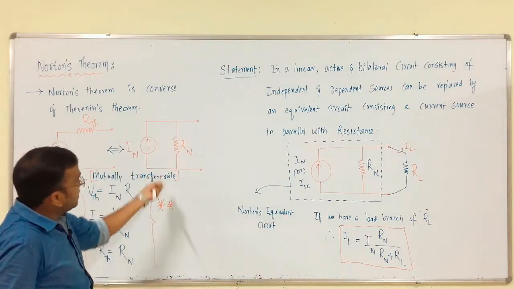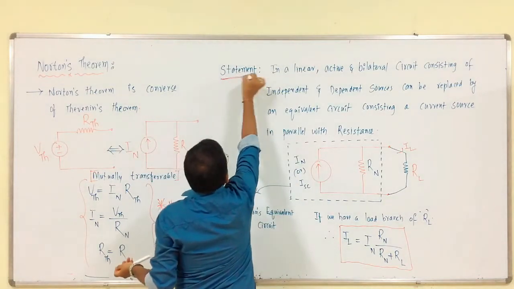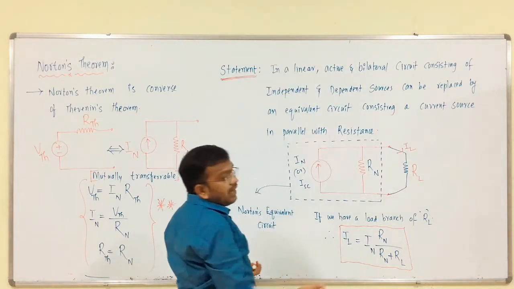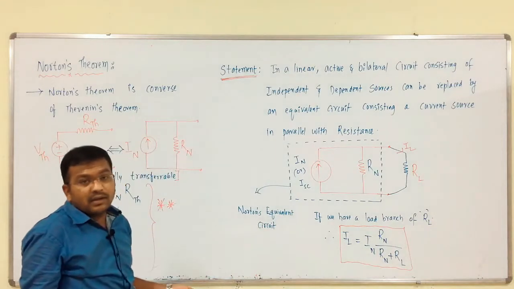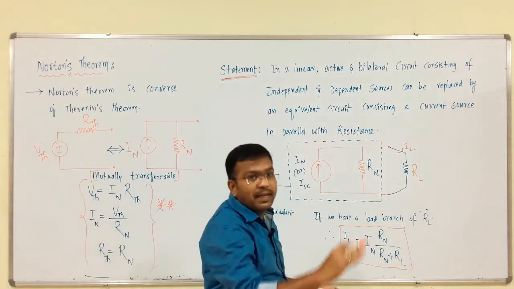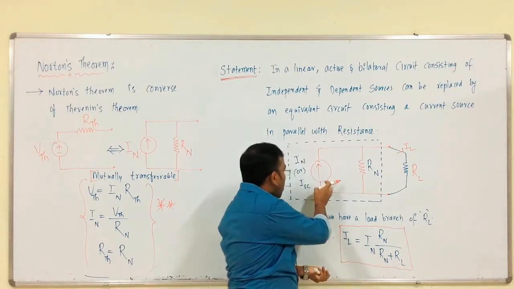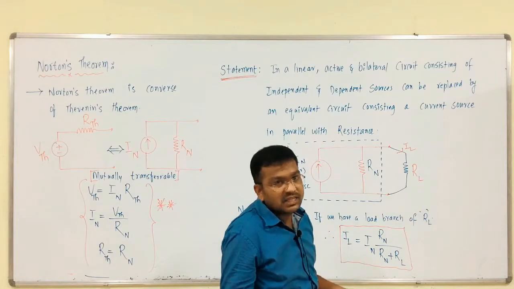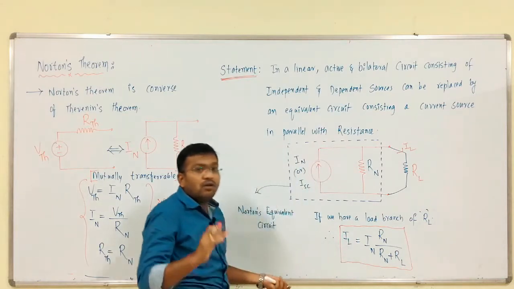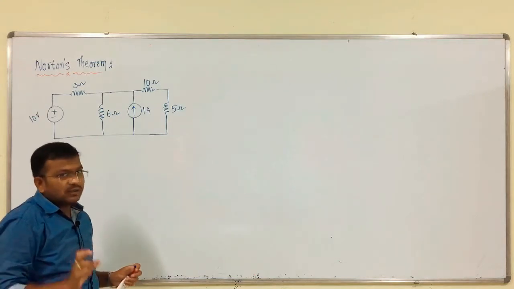Then from these conclusions, we have to get the statement of Norton's theorem, that is, in a linear active bilateral circuit which consists of independent and dependent sources can be replaced by an equivalent circuit, meaning it consists of a current source in parallel with a resistance, that is it. This is about the Norton's theorem introduction. Next we will discuss problems based on Norton's theorem.